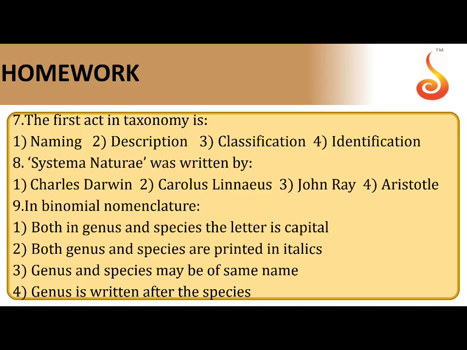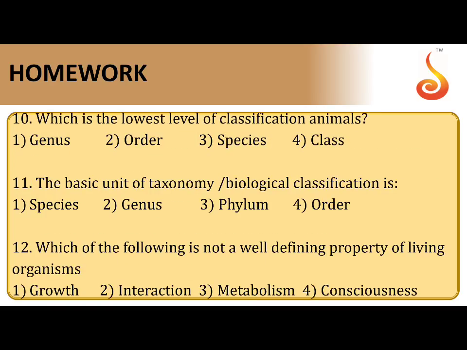Ninth question. In binomial nomenclature: both genus and species, the first letter is capital. Both genus and species are printed in italics. Genus and species may be of the same name. Genus is written after the species. Question 10. Which is the lowest level of classification? Animals, genus, order, species, class. The basic unit of taxonomy, biological classification, is species, genus, phylum, order.